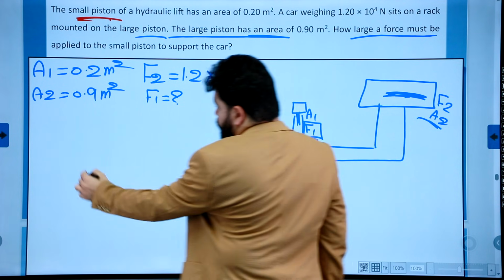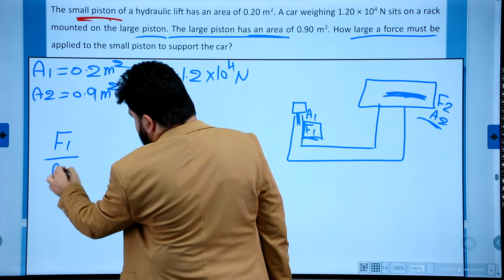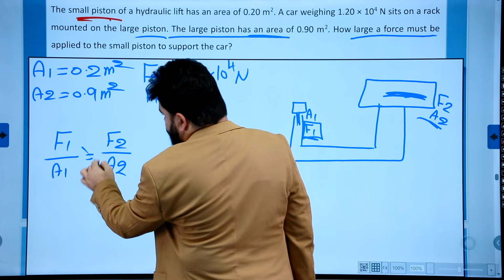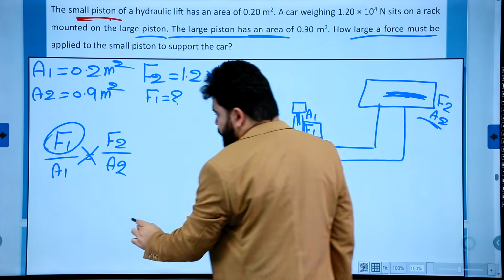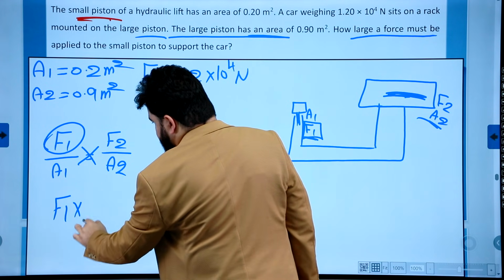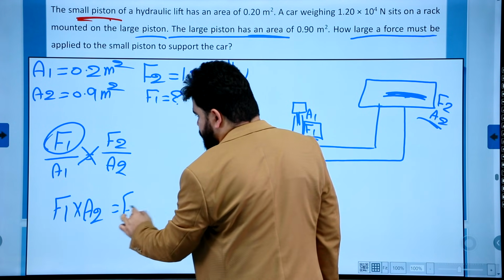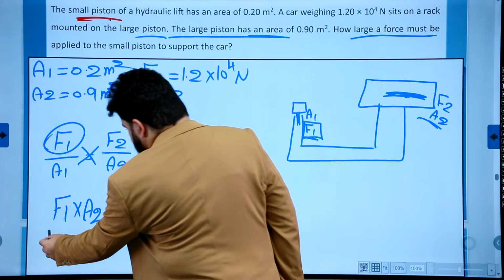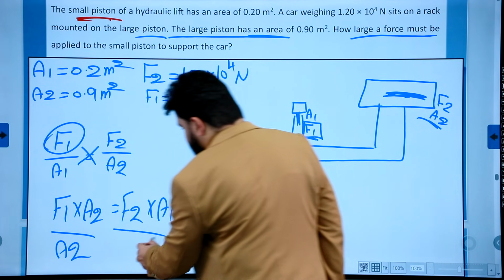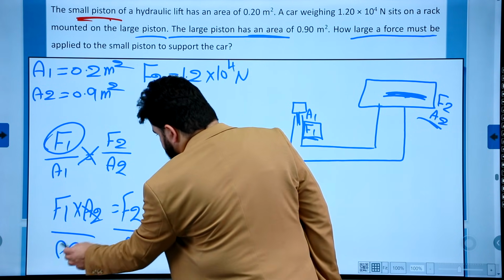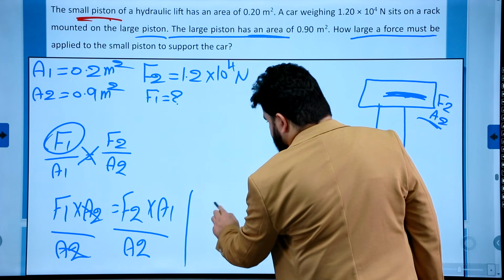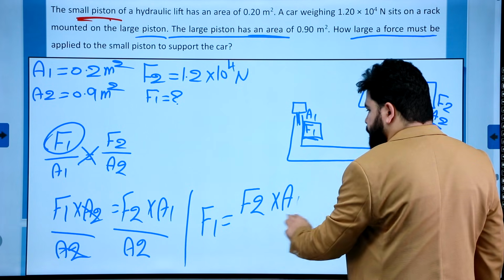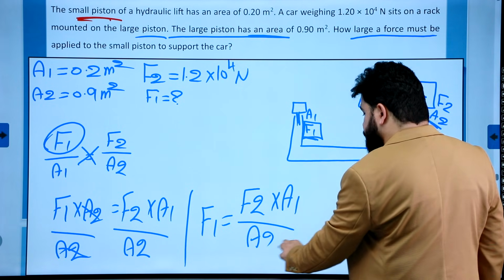Okay. Now you know the equation. F1 divided by A1 is equal to F2 divided by A2. So multiply, because you need to find this one. F1 multiplied by A2 is equal to F2 multiplied by A1. You need to find F1, so divide both sides by A2. A2 cancels with A2. Force 1 is equal to F2 multiplied by A1 divided by A2.